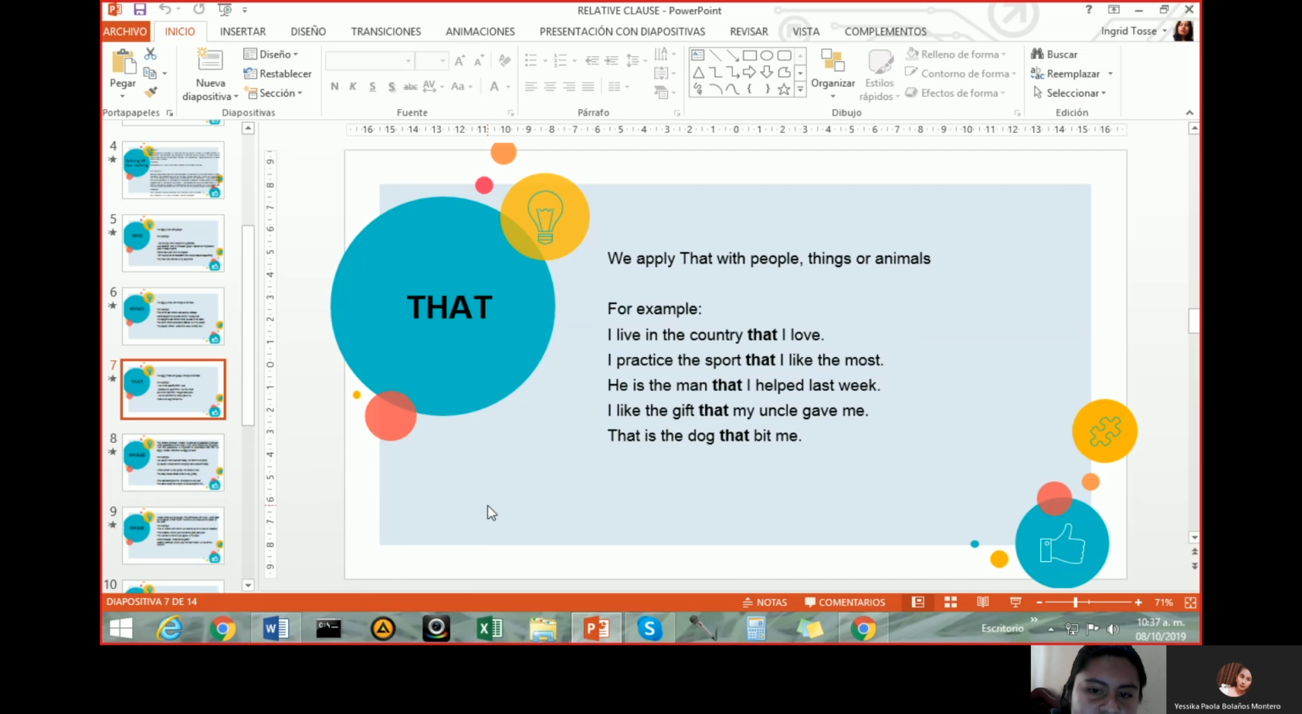Okay, now with that we apply for people, things, or animals. We can use it for the different subjects that we can find in the sentence, okay? We have the next examples. Please read in English and then translate to Spanish. Okay, teacher. I live in the country that I love. Yo vivo en el país que me encanta.